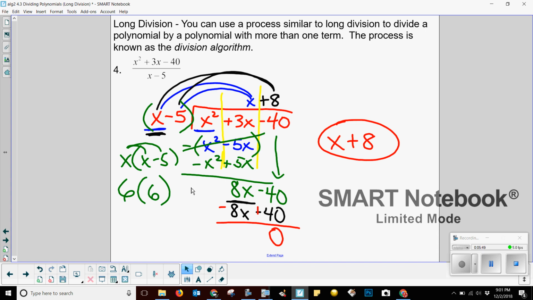It's a matching game. So we're going to match up, change signs, bring down. Match up, distribute, change signs, combine like terms, over and over.